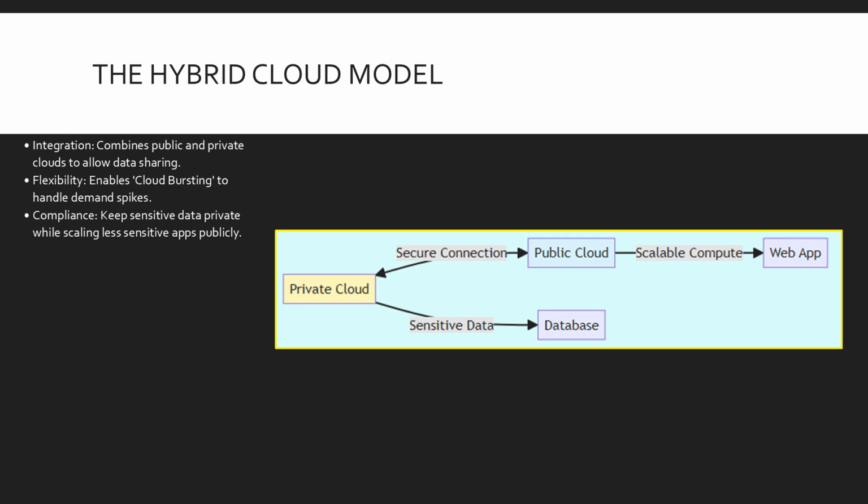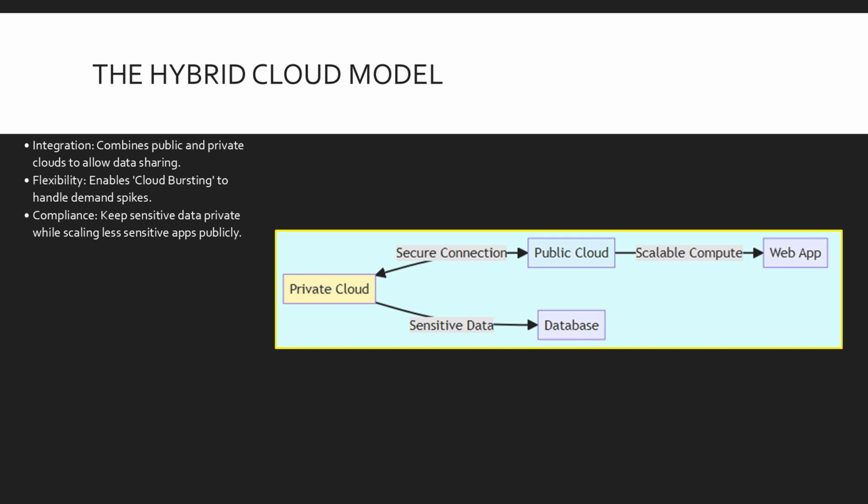This model provides immense flexibility, such as cloud bursting, where an application runs in a private cloud but bursts into the public cloud during spikes in demand. It allows you to keep sensitive data in your private infrastructure for compliance, while utilizing the public cloud's scalability for application logic.